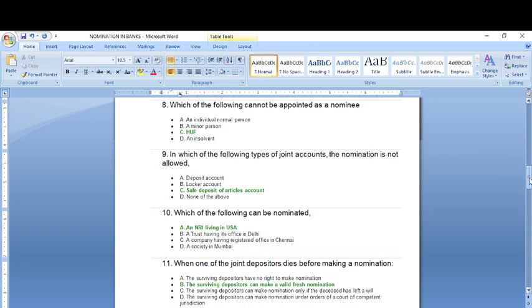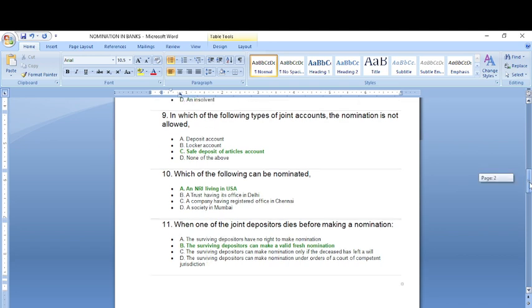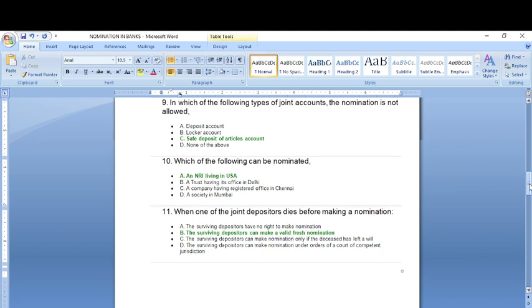Which of the following cannot be appointed as a nominee? An individual, normal person, minor, insolvent or HUF. It is an HUF. Others can be appointed. In which of the following types of joint accounts nomination is not allowed? It is in case of safe deposits of articles.